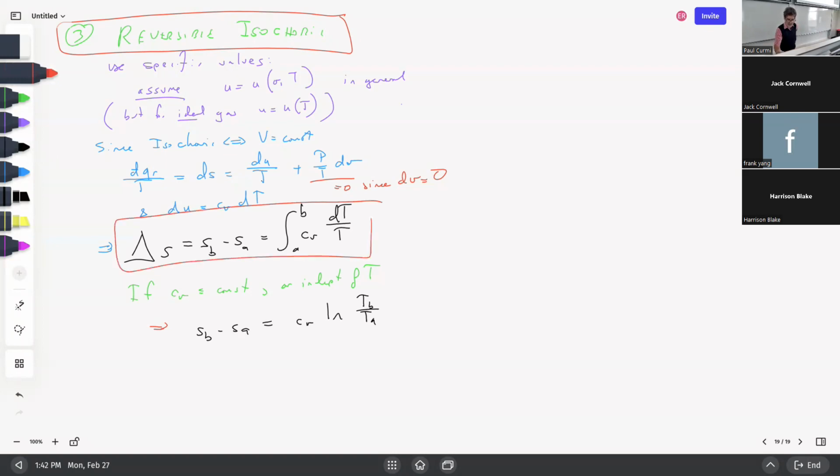Okay. So this one is messier. I've got two formulas I get from that. I only get the log relationship if Cv is independent of temperature. Otherwise, not true. Okay. So what this is saying is that for reversible isochoric, I need to know the properties of my system. There's no general form.